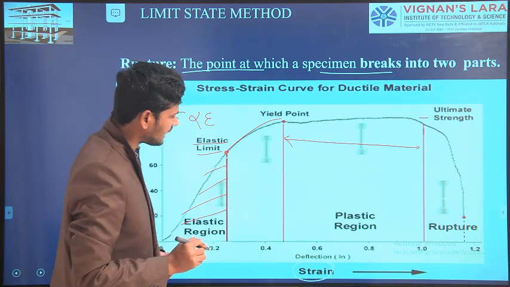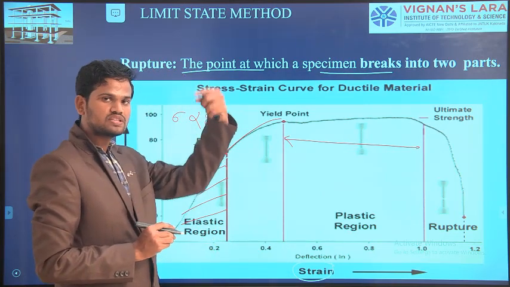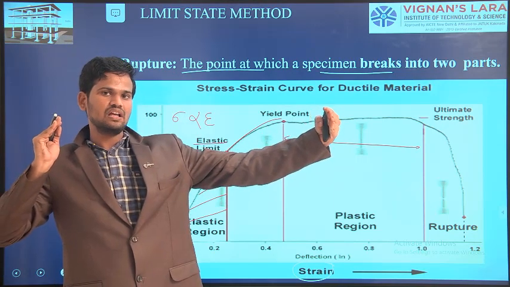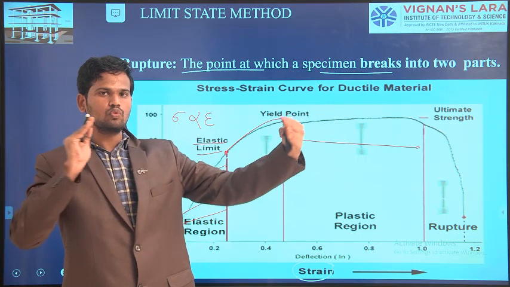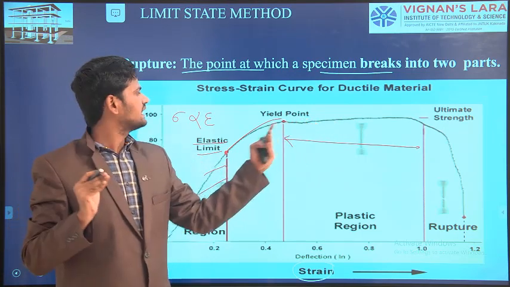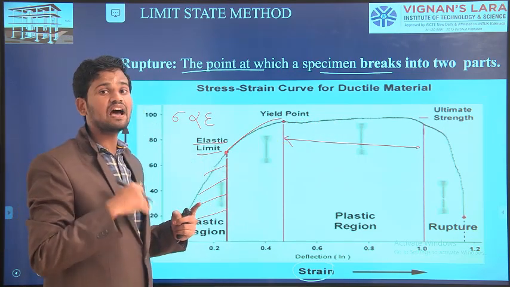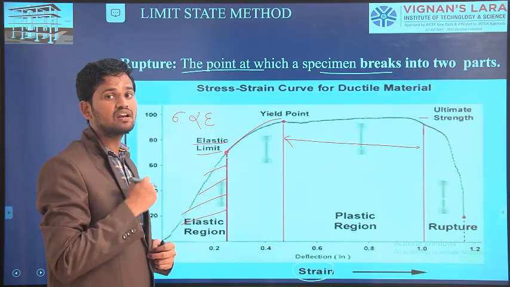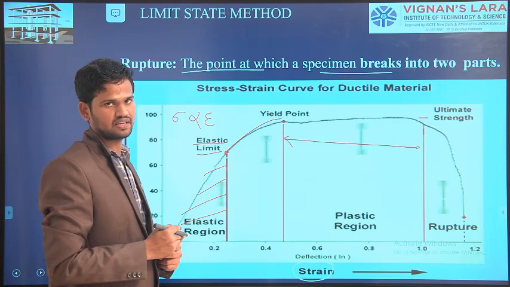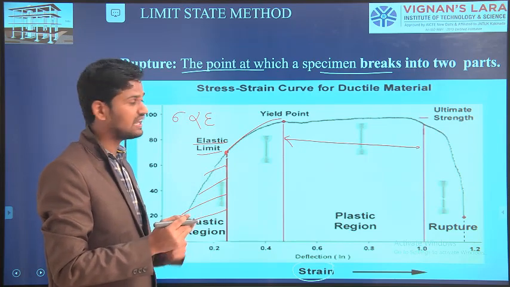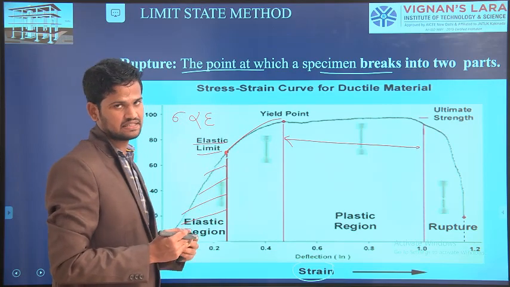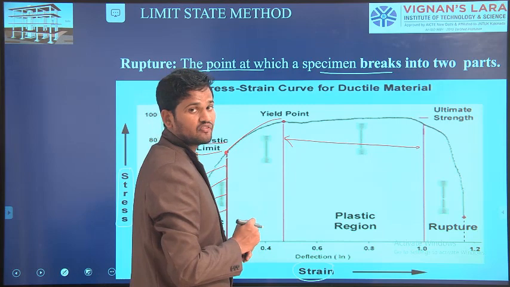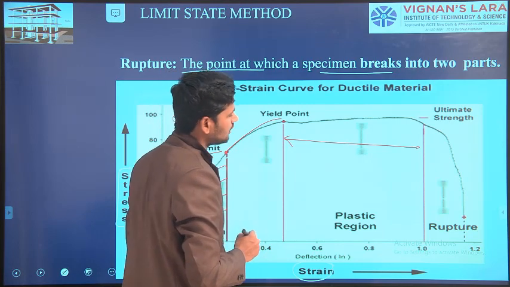In the plastic region, what we observe is that due to the application of the load, the member may get some extension. Again, if you remove the load, the member may not get back to its original position, because the material has lost its elastic property. The material lost its elastic property and enters into the plastic state. Due to this plastic state, even if you remove the load, the member won't get back to the original position.